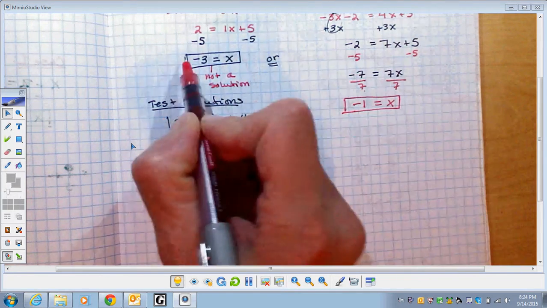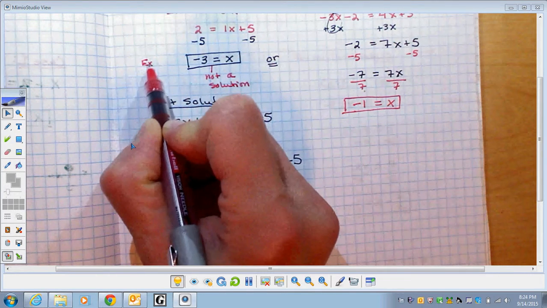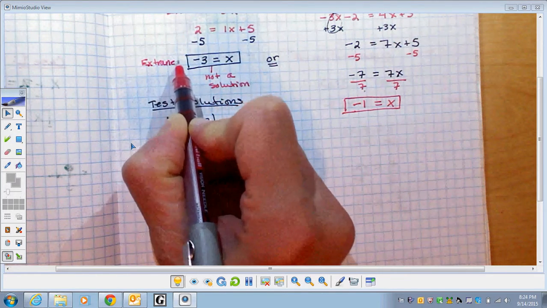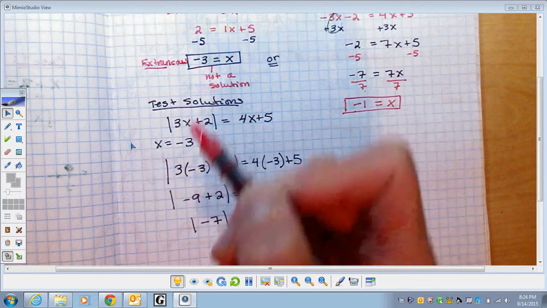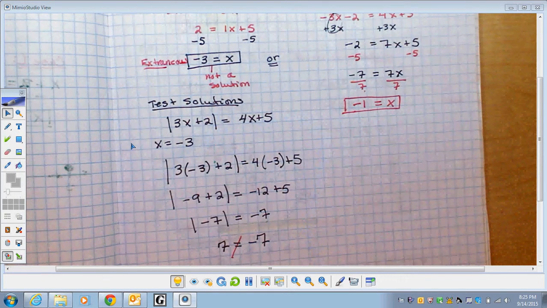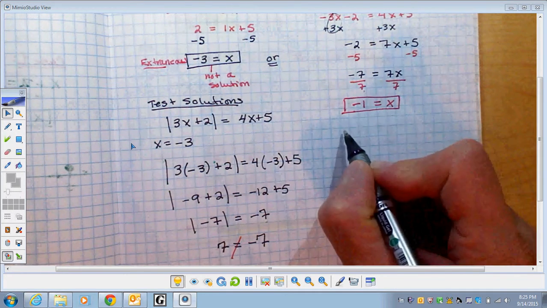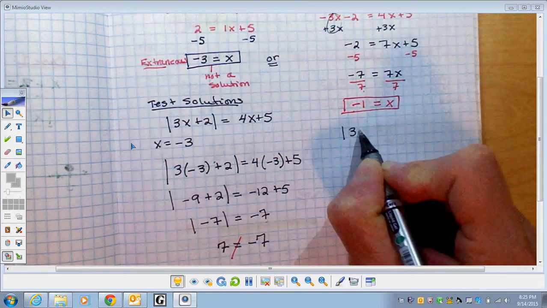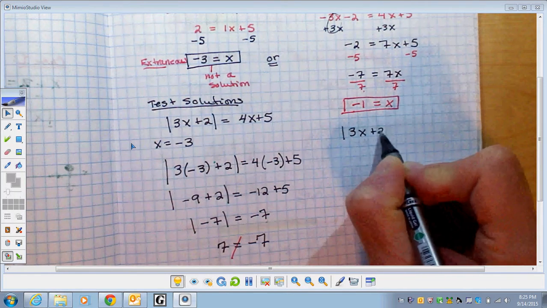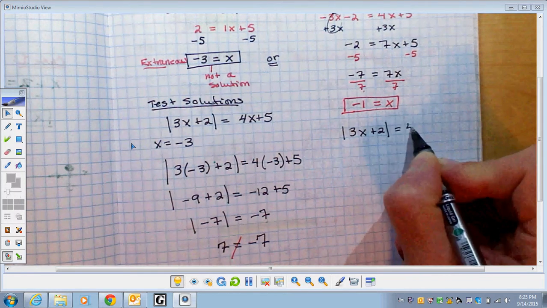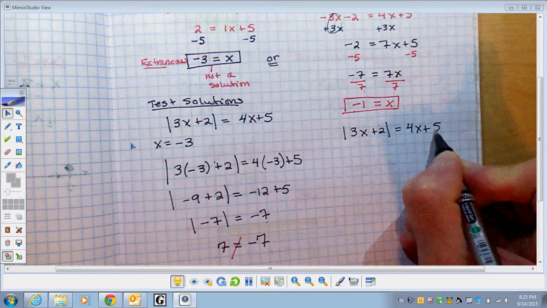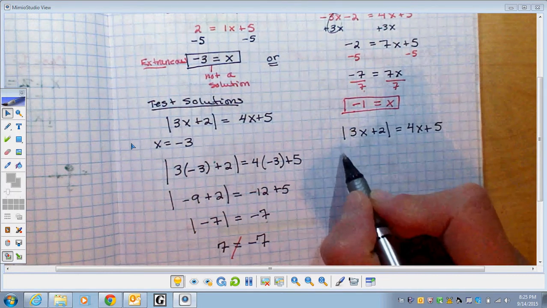Okay? This is what's called extraneous. Word extra. You don't need it. Throw it away. It's lying. Okay? So let's try this one where x is -1. So again, take my original absolute value of 3x plus 2 equals 4x plus 5. Let's plug in -1 and see what happens.